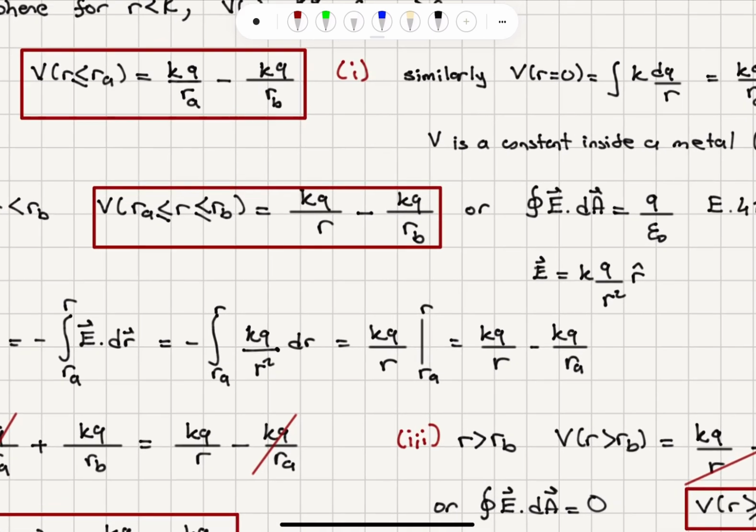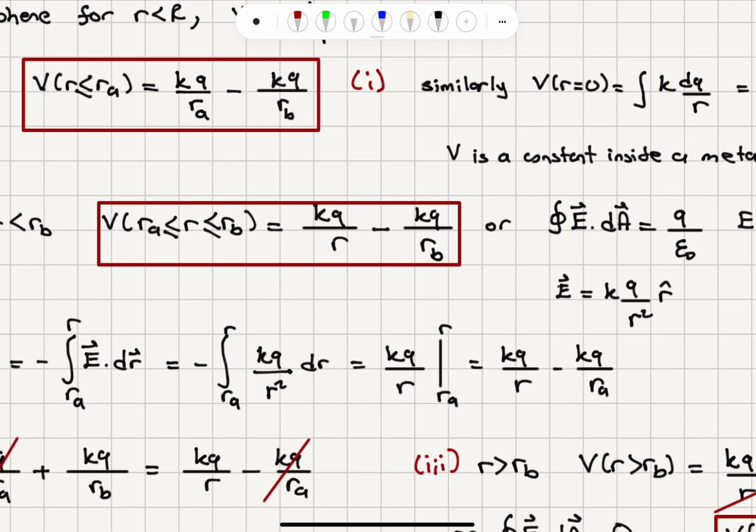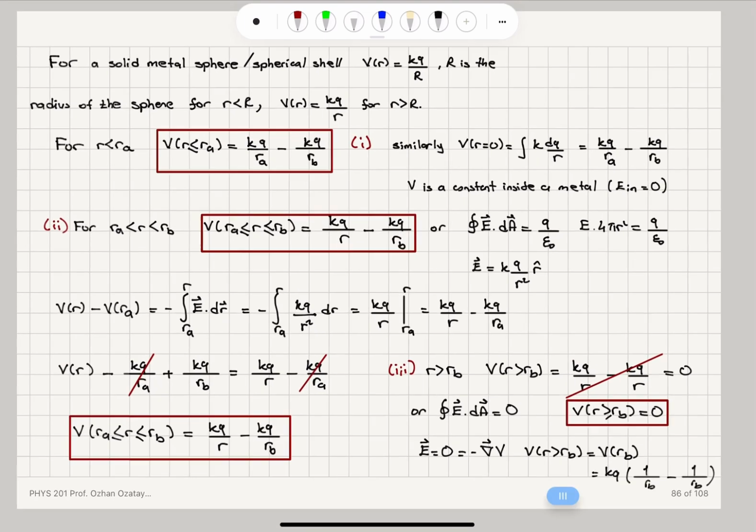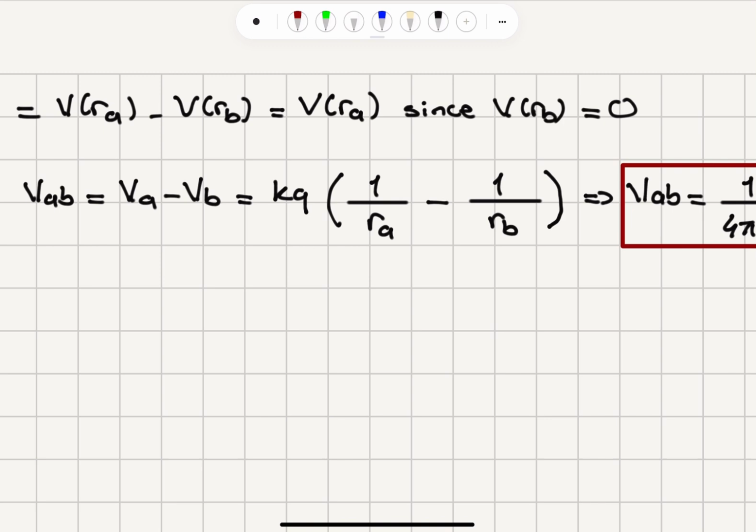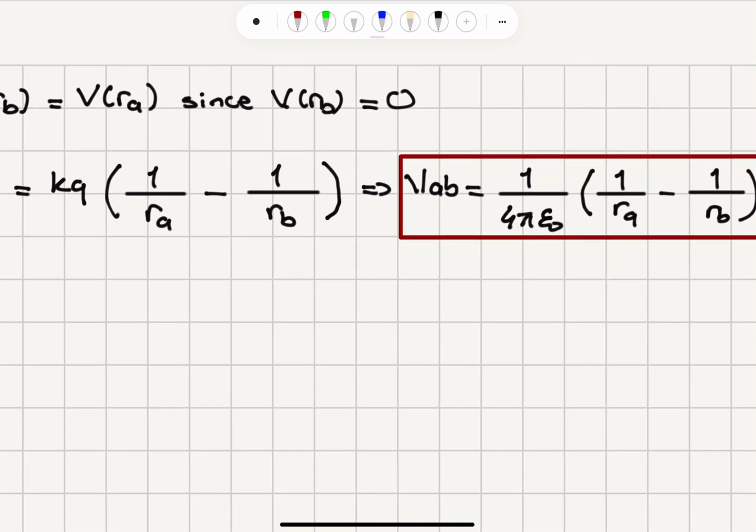Looking at my answers, I see here the potential at r equal to R sub A is kq over R_A minus kq over R_B. Potential at R sub B is 0, so kq over R_A minus kq over R_B is the potential of the inner sphere with respect to the outer sphere. So it's V_AB, or V_A minus V_B. And for k, Coulomb's constant, we can substitute 1 over 4 pi epsilon 0.